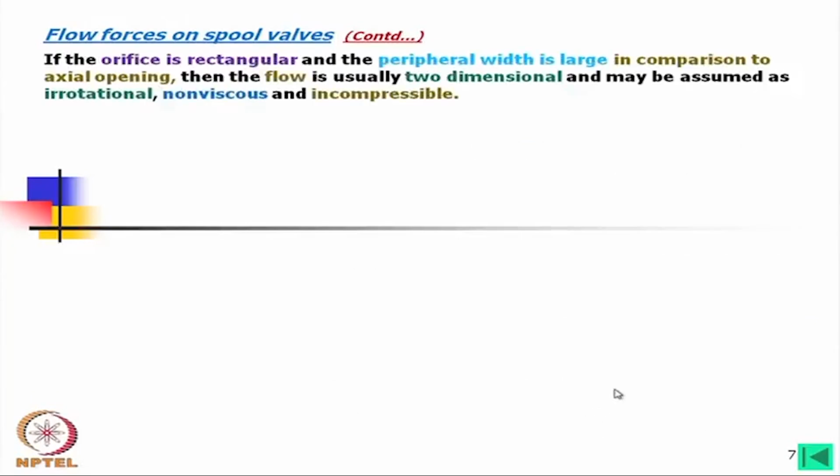If the orifice is rectangular and the peripheral width is large in comparison to the axial opening, that is XP, then the flow is usually 2 dimensional, okay, and may be assumed as irrotational, non-viscous and incompressible, which we have already assumed. Now, what is 2 dimensional in this case? This means that whatever flow is going out has motion along the axis and along the lateral directions. But if we come inside or any other places, the fluid does not have any tangential motion, there is no rotational motion, and we are considering the steady state force.